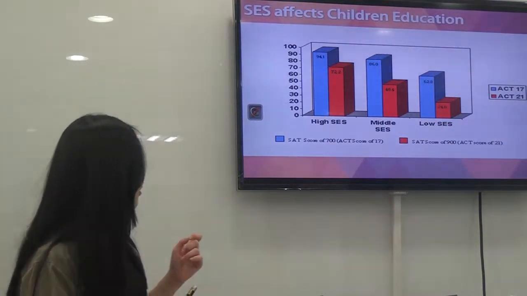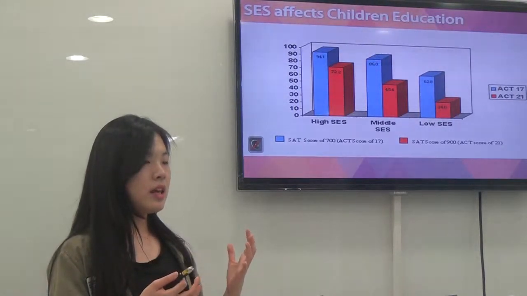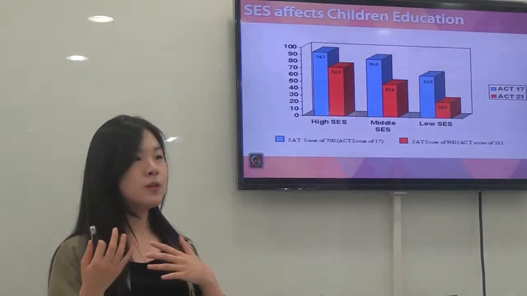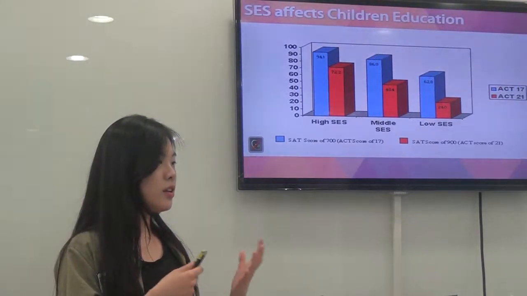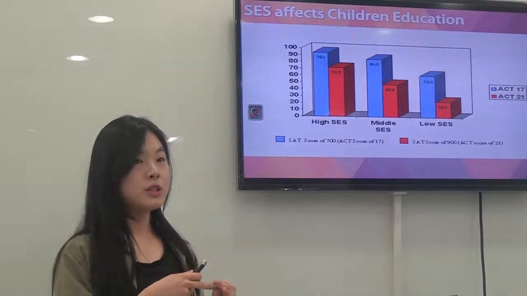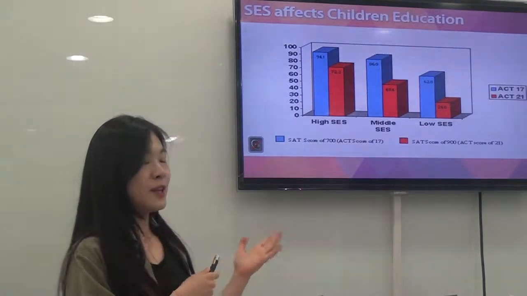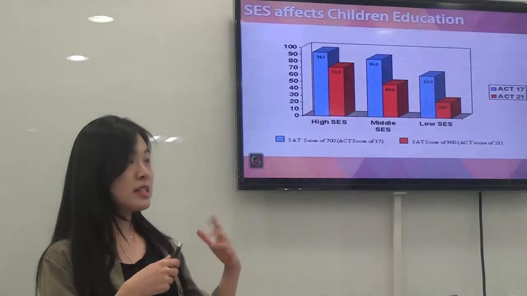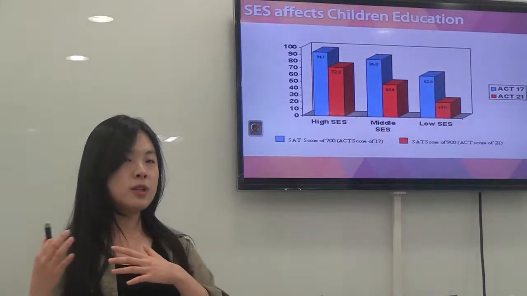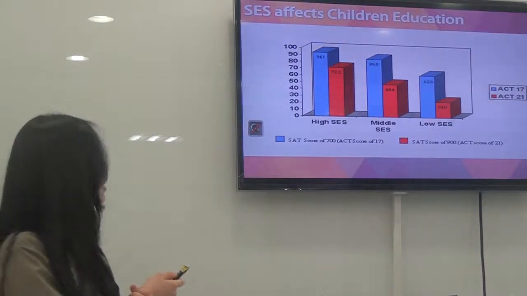Children from higher socioeconomic status can attain proper support from their parents, such as academic resources like expensive tutors, reading materials, and many other kinds of academic resources. Therefore, children from higher SES have fewer financial worries, so they are able to focus solely on their studies, so they can show high academic achievement.